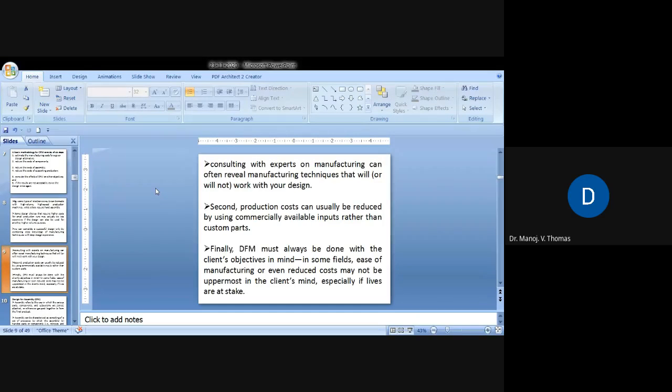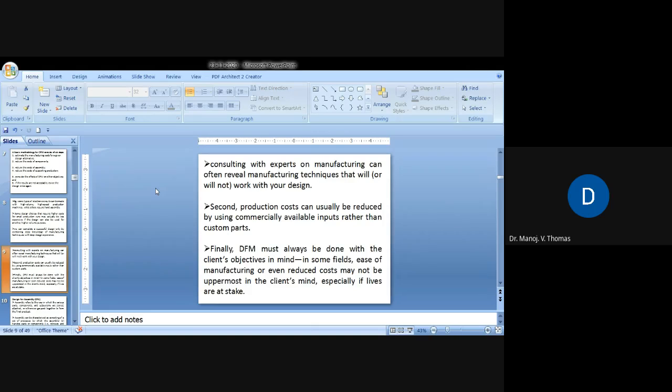Production cost can usually be reduced by using commercially available inputs rather than custom parts. Finally, DFM must always be done with the client's objectives in mind. In some fields, ease of manufacturing or even reduced cost may not be uppermost in the client's mind, especially if lives are at stake. So the quality may be important. The reliability may be important, not the cost or other aspects. So we should think of what is the client's requirement in this case.